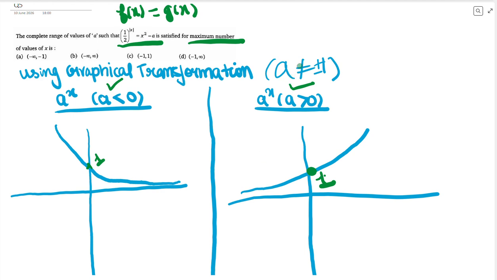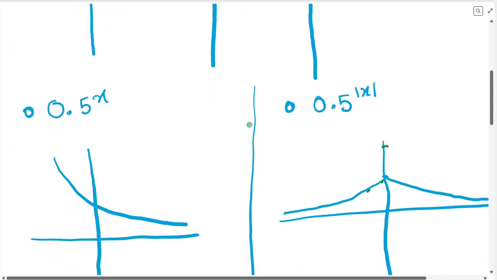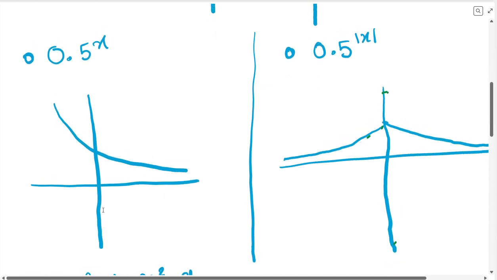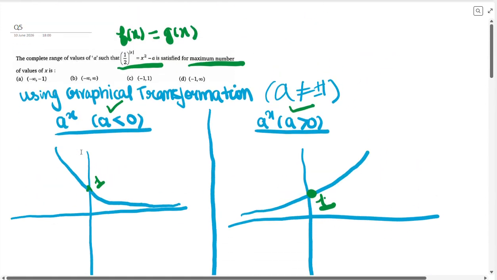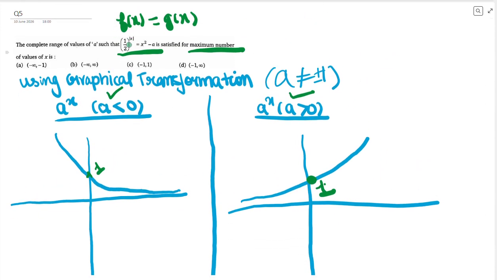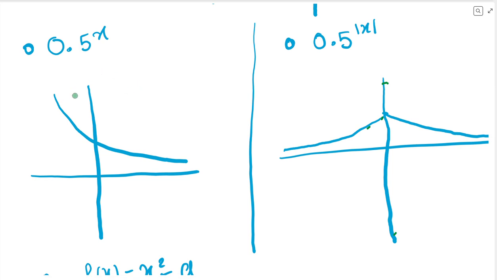We can also see one basic thing, that a cannot be equal to 1, because then the graph will become constant and it won't be of any use. For simplicity, we are going to write half as 0.5. Now how do we plot the graph of f(x)? We start with a very basic thing. We plot 0.5 raised to the power x. Let's ignore modulus for once. And since we already learned previously, the graph looks like this.